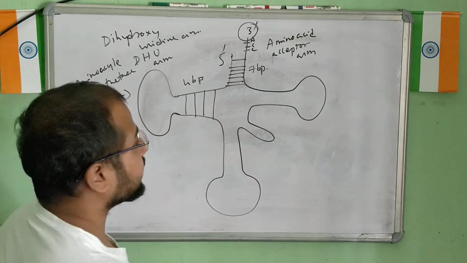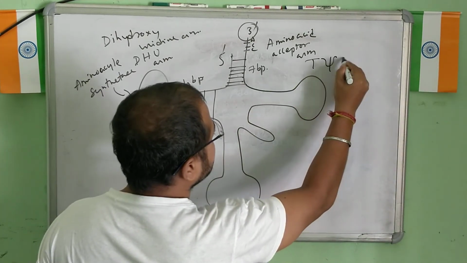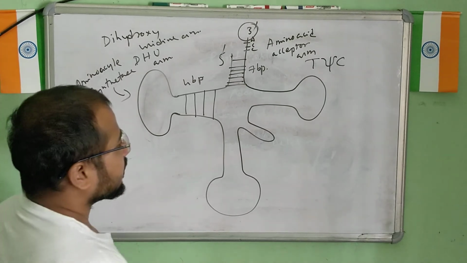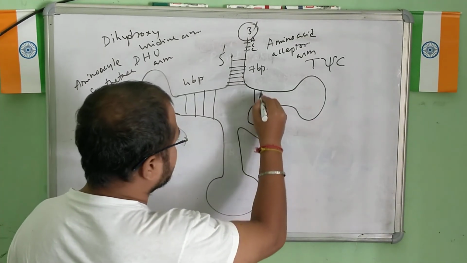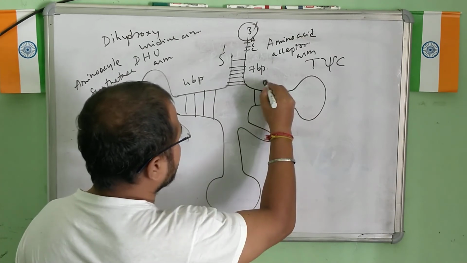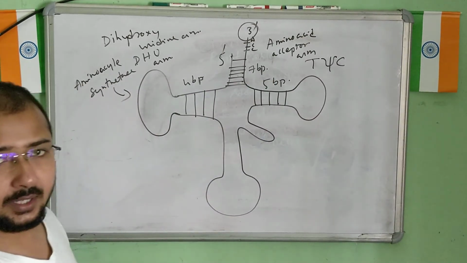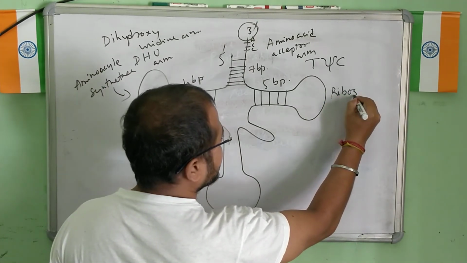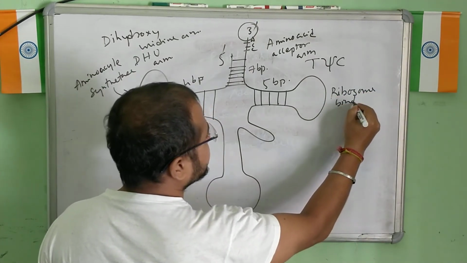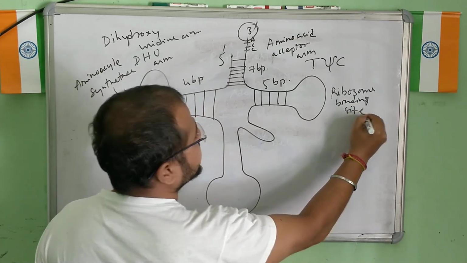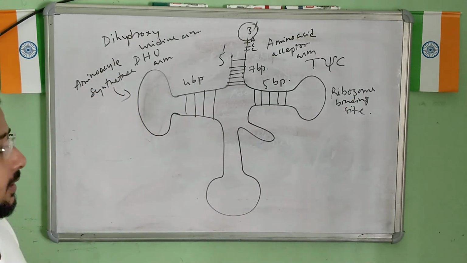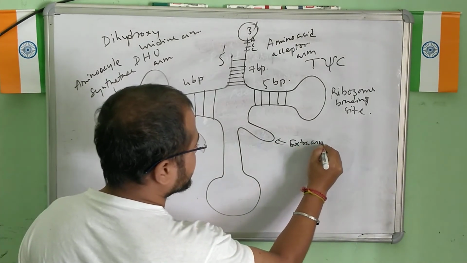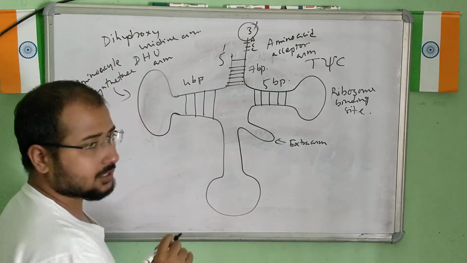This is called the TΨC loop or TΨC arm. This is 5 base pairs long: 3, 4, 5. And this is the site that goes and binds to the ribosome, so this is the ribosome binding site. This is the extra arm, which is not for us.